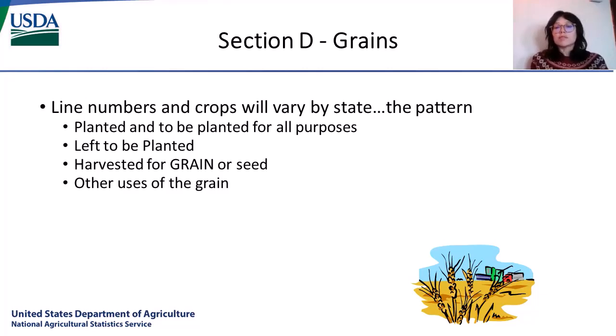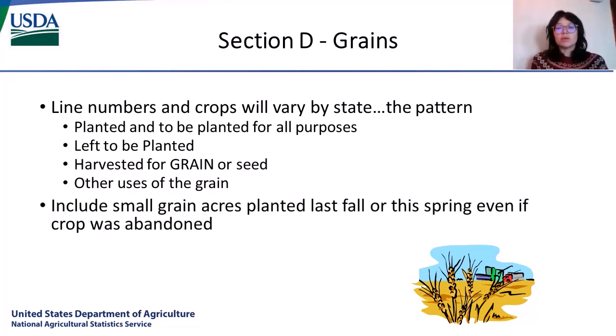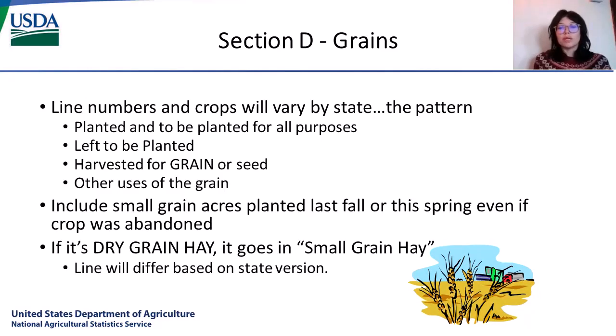There are 2 additional points to consider for this portion of the section. The first is that for small grains, you will need to record acres planted last fall or this spring, even if the crop was abandoned prior to harvest. The second is if any of the reported grain acres are to be harvested for hay, then record this acreage under the small grain hay line. The line number for small grain hay will be different for each state questionnaire version.